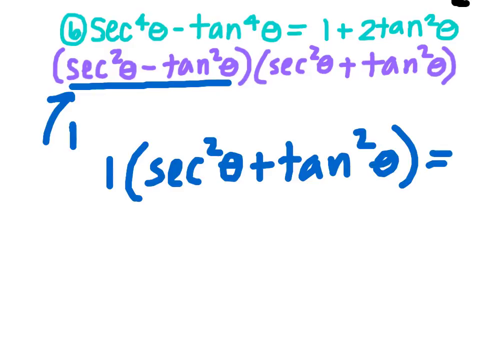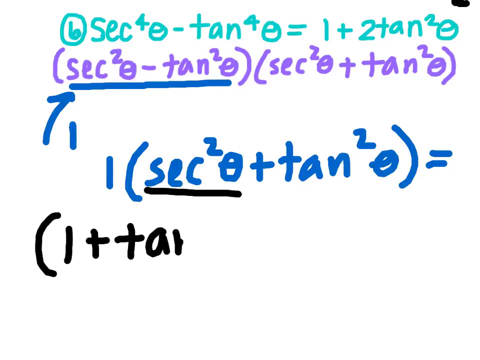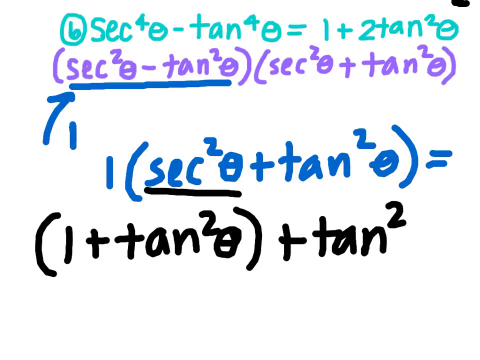And this is really what I'm going to think about. How can I write secant squared in terms of tan squared, like we talked about earlier? So the way that I'm going to do this, I'm going to take secant squared, and I know secant squared is equal to 1 plus tan squared. And then I still have that tan squared over there.